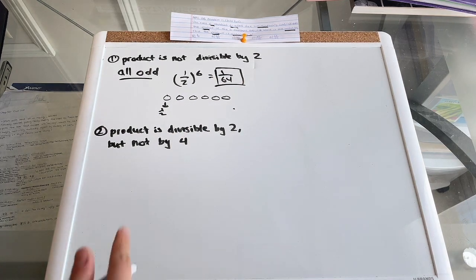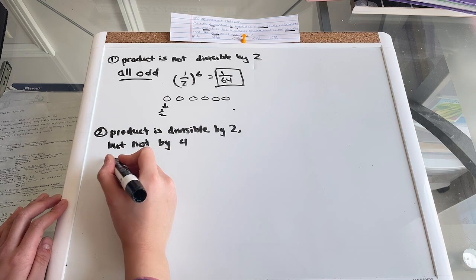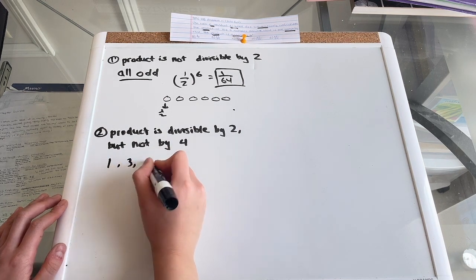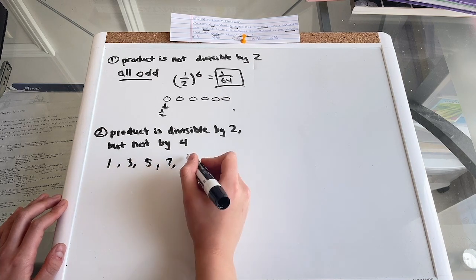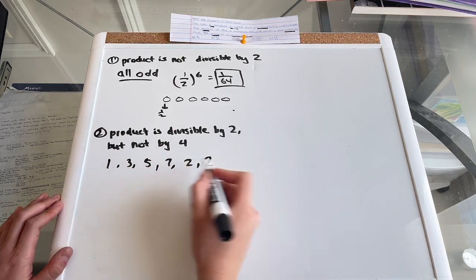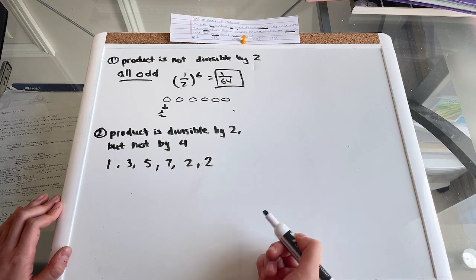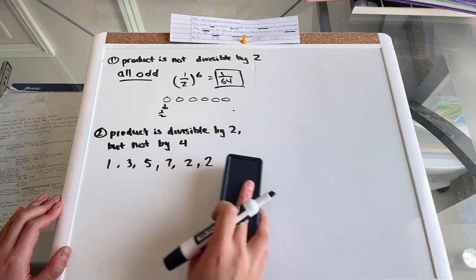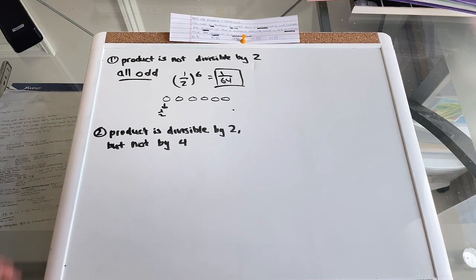Now, looking at if it is divisible by 2 but not by 4, that means we need 5 numbers to be odd and 1 to be divisible by 2 and not by 4. Why is this? Because if there are multiple numbers that are even, then that means there are going to be multiple numbers that are divisible by 2. So for example, if the numbers are 1, 3, 5, 7, even if the 2 even numbers are 2 and 2, there will be 2 numbers that are divisible by 2, and therefore it will be divisible by 4. So the only choice is if there are 5 odd numbers.